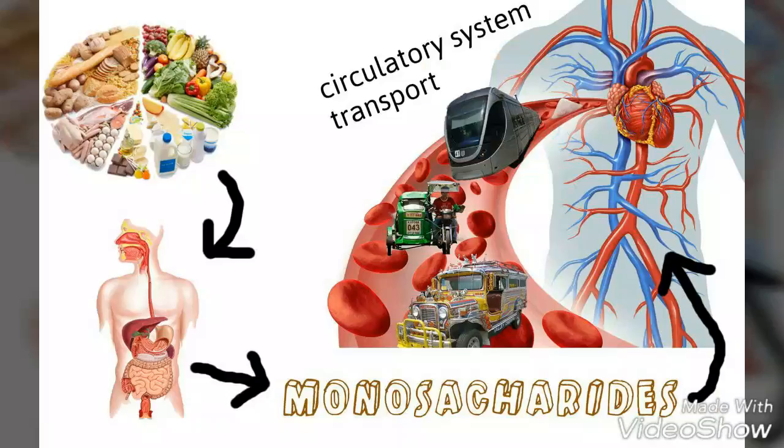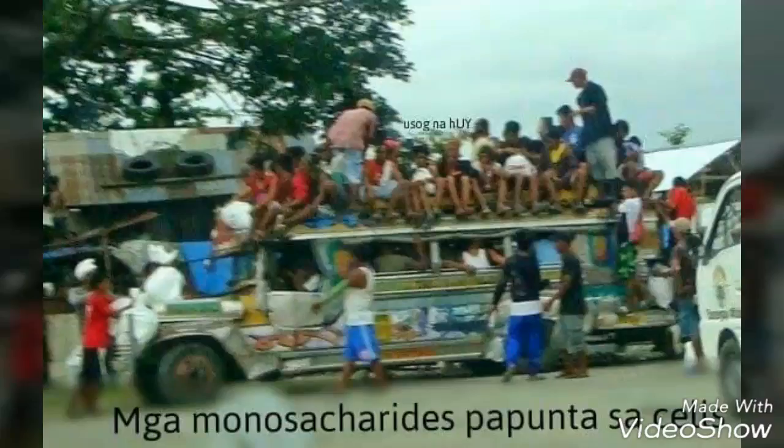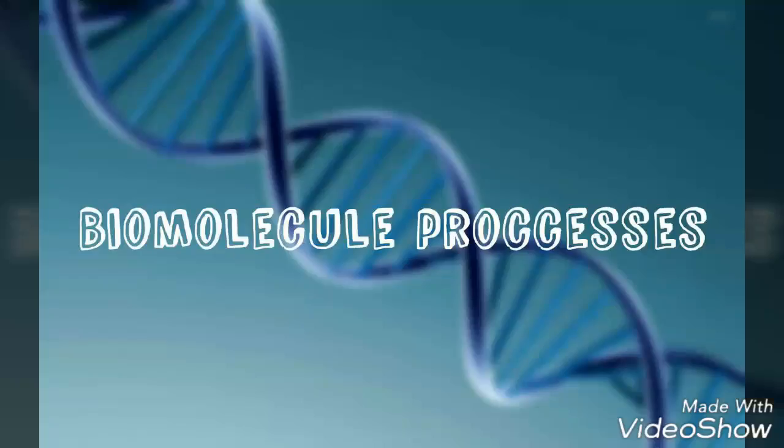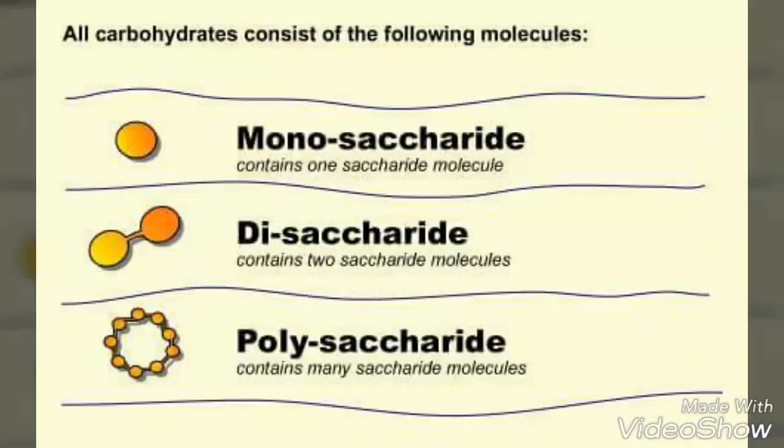The carbohydrates we eat are changed into monosaccharides by the digestive system, which are then absorbed by the circulatory system and transported to the different cells. And then they undergo biomolecular processes.